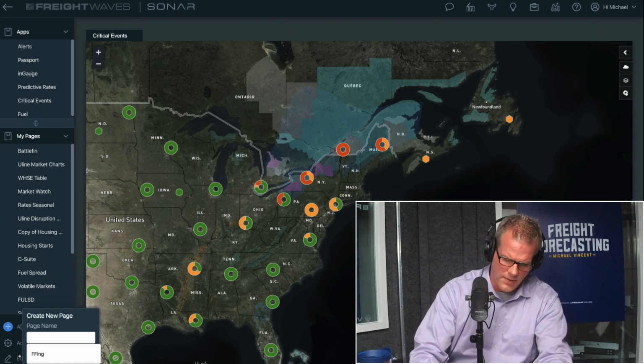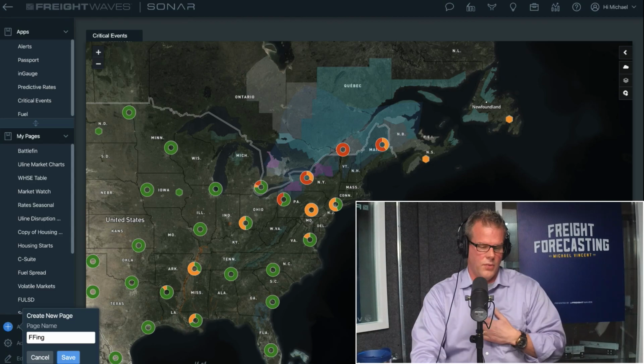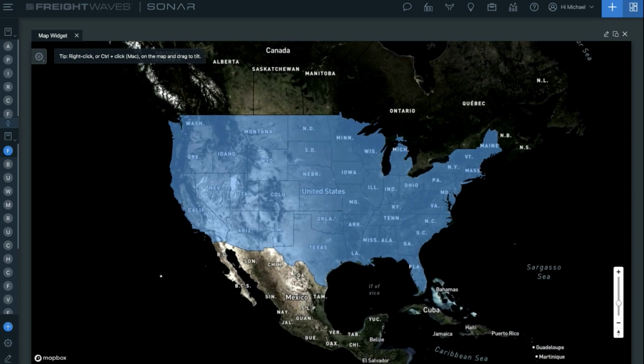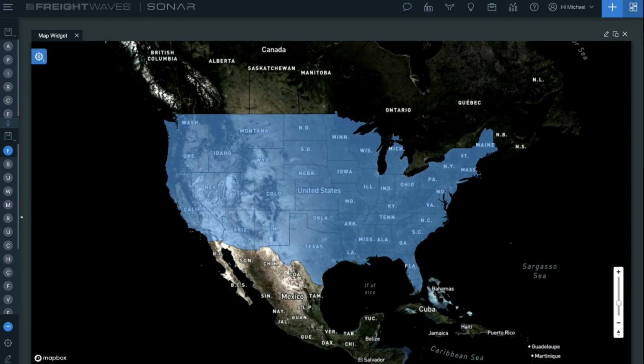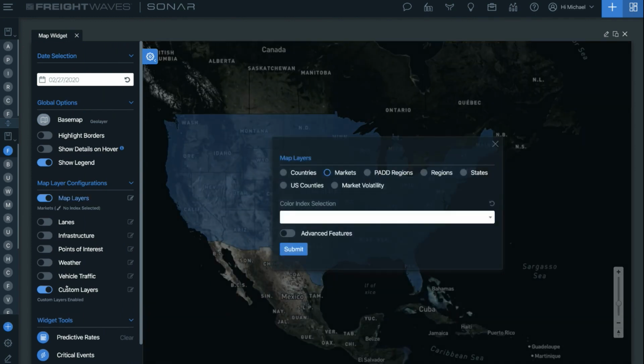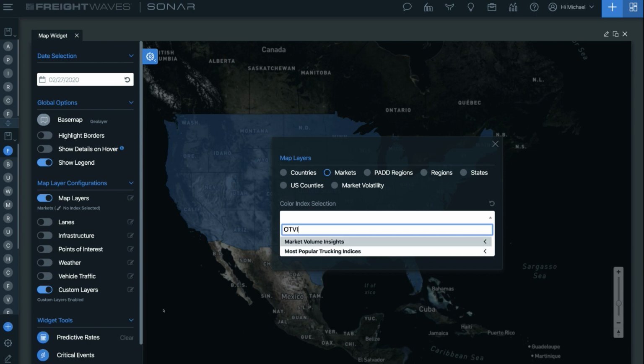And by doing that, I bring myself a new blank dashboard. And you can see on this map, you've got the United States. I can drill down into this and look at it a little bit closer. But what I'm going to do is put some layers onto this map and paint this choropleth here. What I'm going to put in here is the outbound tender volumes, or OTVI.